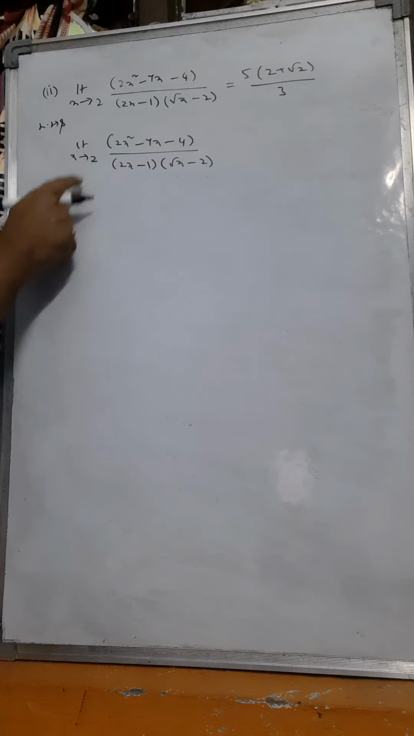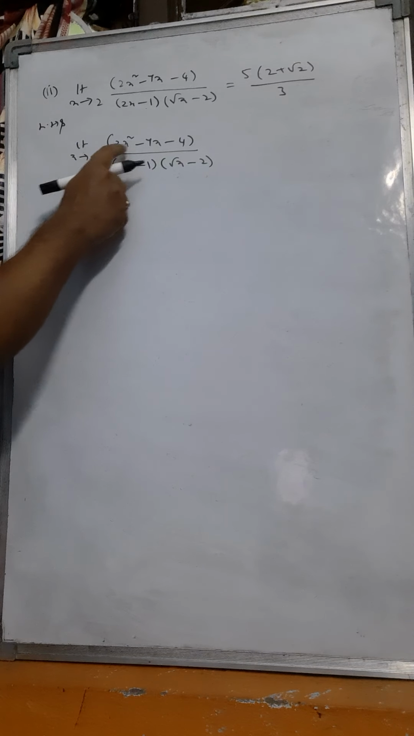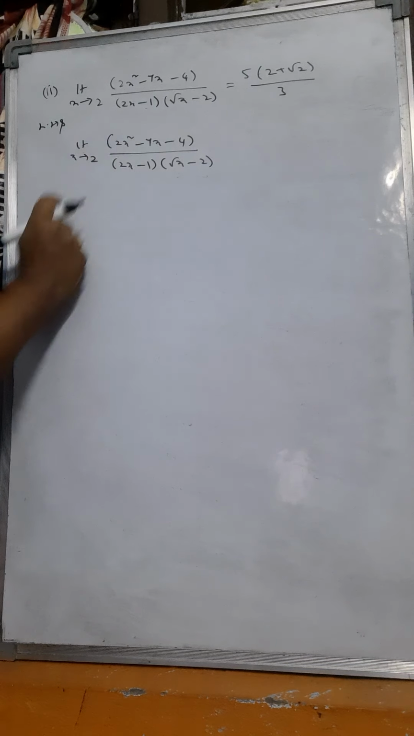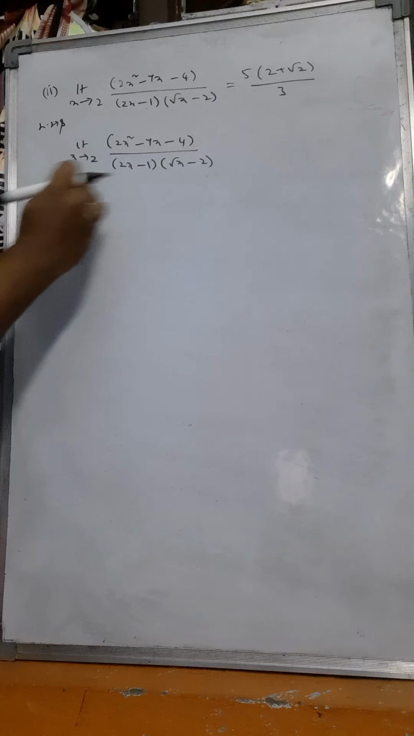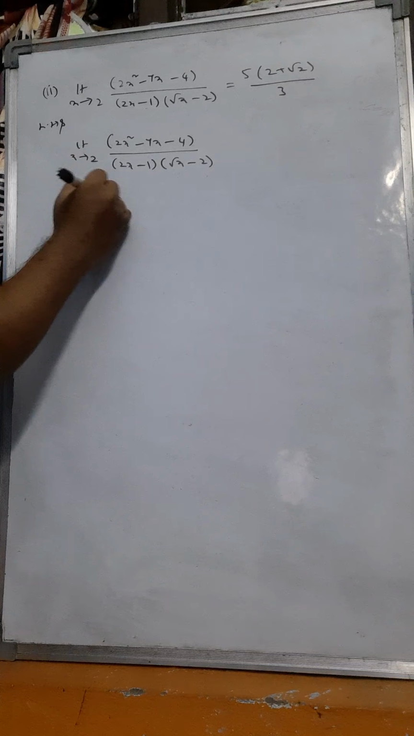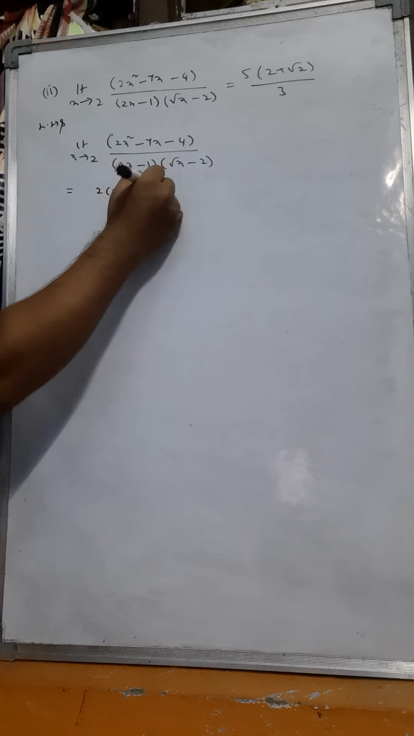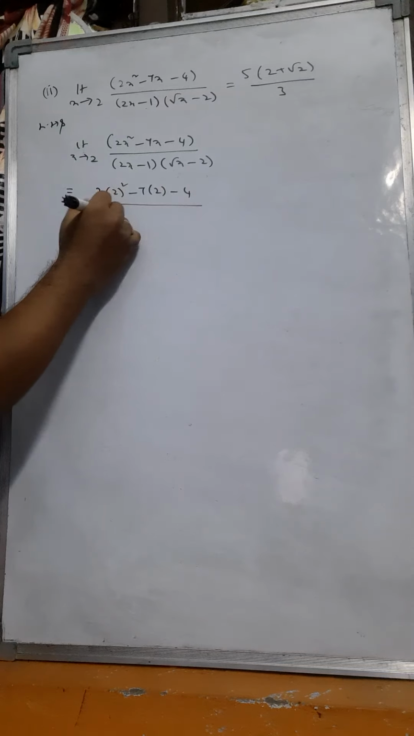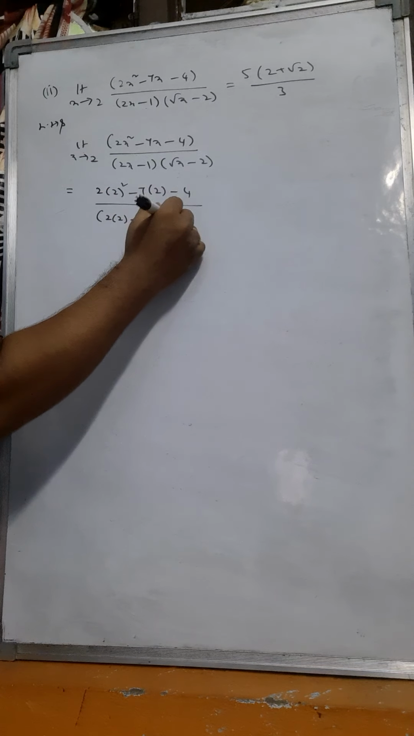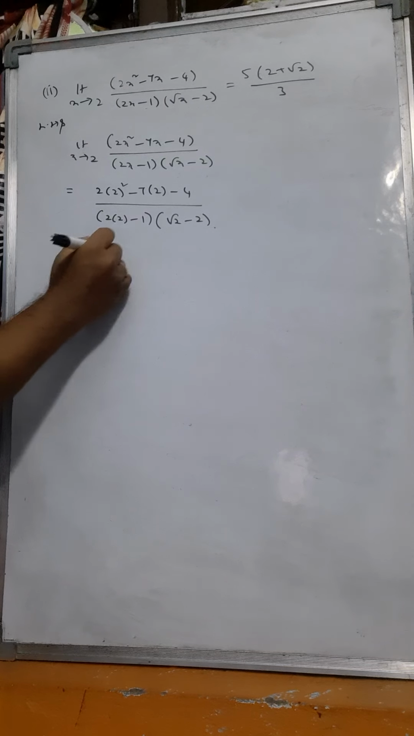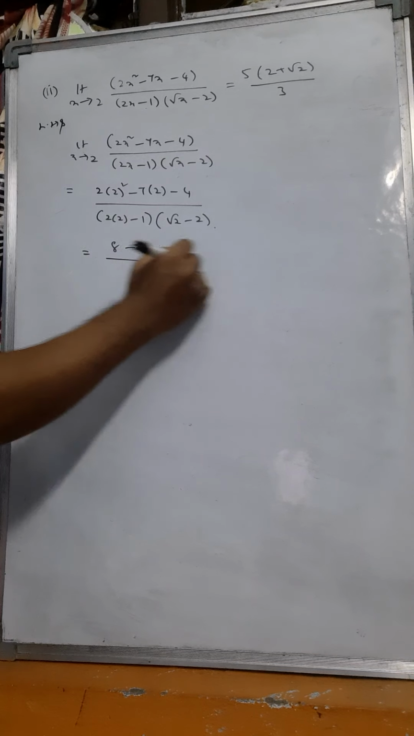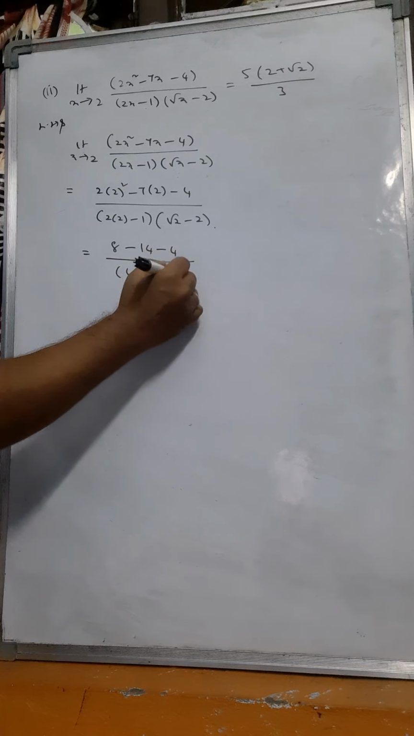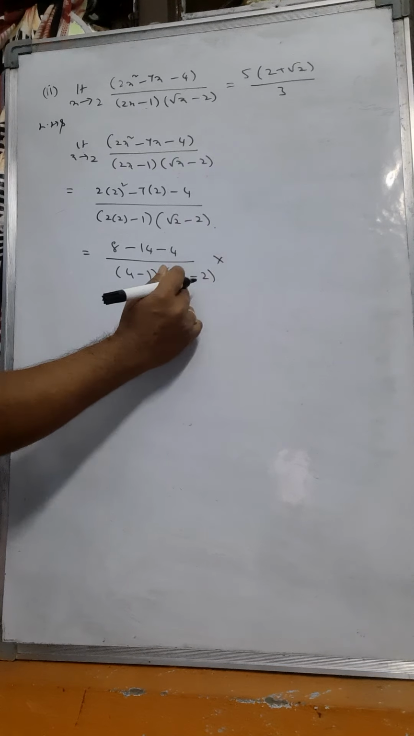So, if you put x equal to 2, there is no problem. 2 square means 4, 4 into 2 means 8, 8 minus 14 minus 4. That is minus 10. It is not equal to 0. The denominator is also not equal to 0. So, directly we can put the value. So, here 2 into 2 square minus 7 into 2 minus 4 by (2 into 2 minus 1) into (root 2 minus 2). So that is 2 square means 4, 4 twos are 8, minus 14 minus 4 by 4 minus 1 into (root 2 minus 2). It is a root 2 minus 2.